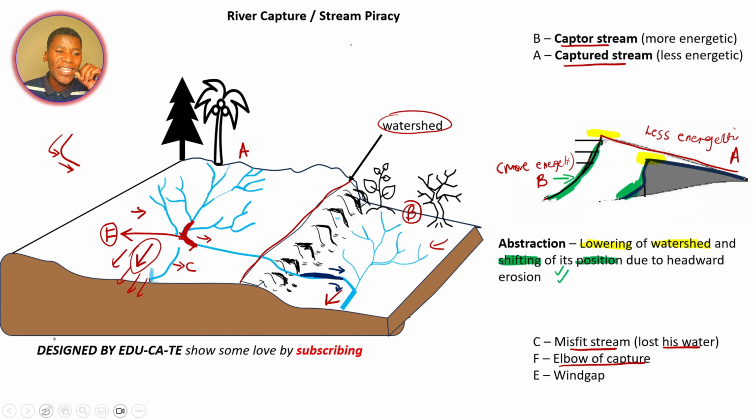And then we realize that there is a space between this misfit stream, this smaller stream that has remained, and the elbow of capture. So there is a bit of space between them. The gap or the space between the elbow of capture and this misfit stream, just this gap which I'm highlighting, is known as a wind gap. So the wind gap is just that smaller space between the misfit stream and the elbow of capture. So this is how river capture occurs, basically.